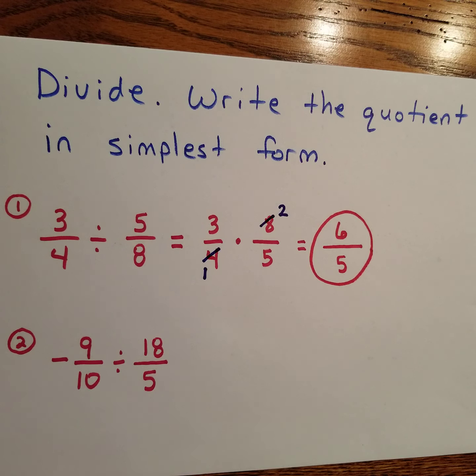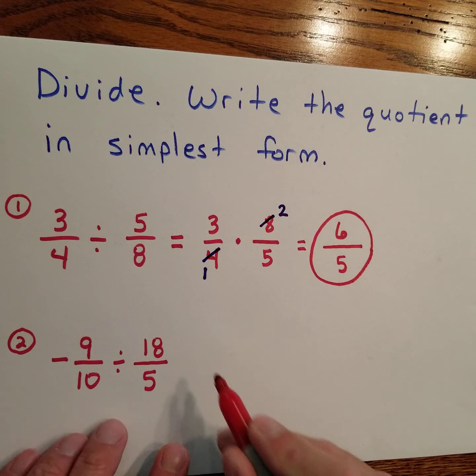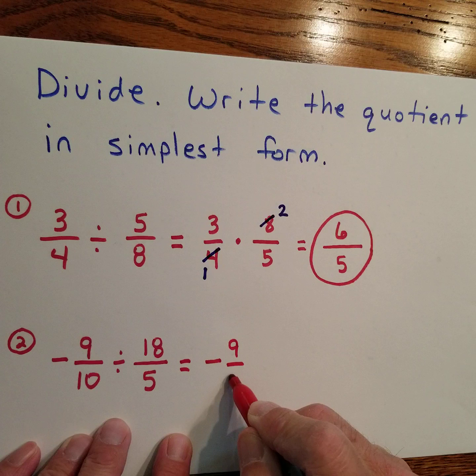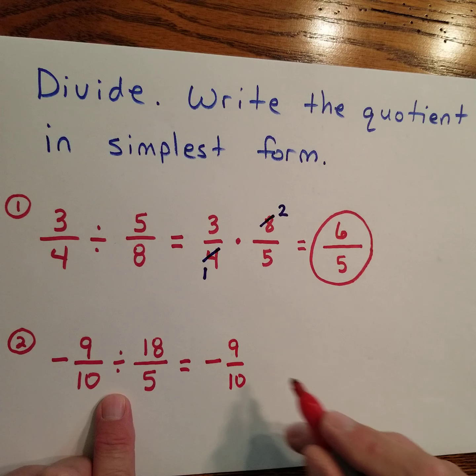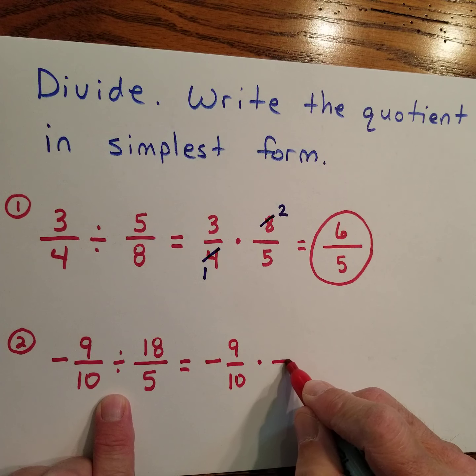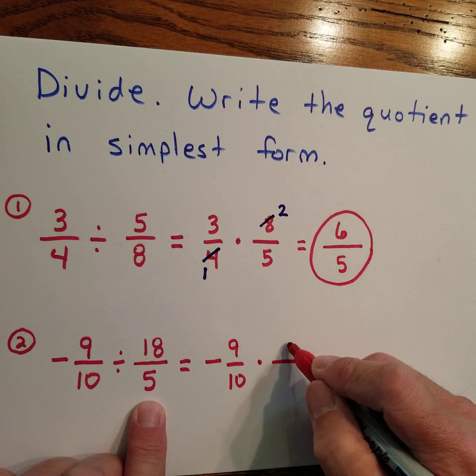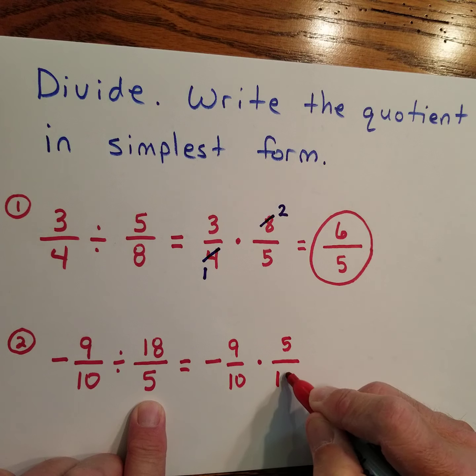Here comes number 2. It's a division problem, so I'll rewrite it. Copy the first fraction, change division to multiplication, take the reciprocal of the second fraction. Instead of 18 over 5, we write 5 over 18.